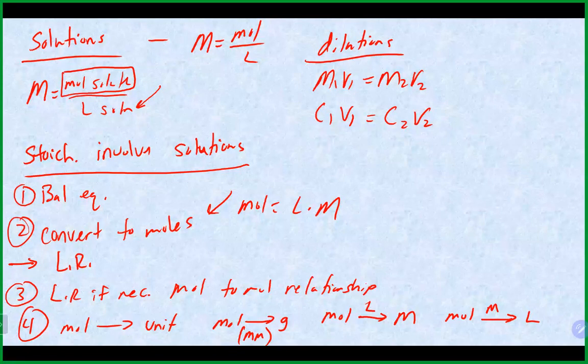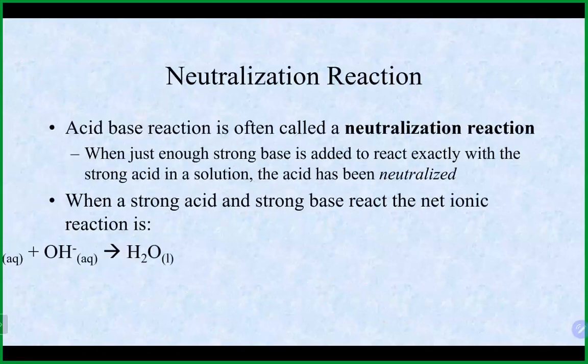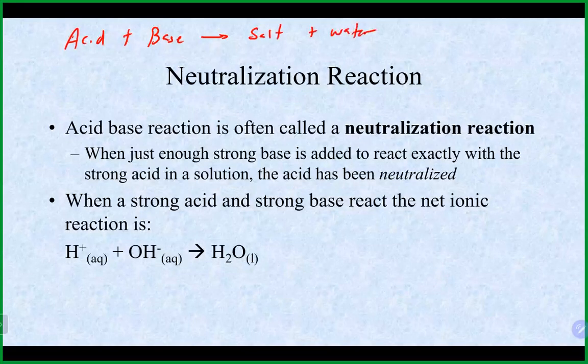All right, so to finish up talking about solution stoichiometry, we're going to talk about a specific type of stoichiometry, which involves neutralization reactions. These are typically acid-base type reactions. And if you remember, when you take an acid and react it with a base, you get basically two things. You get salt and water that is formed.